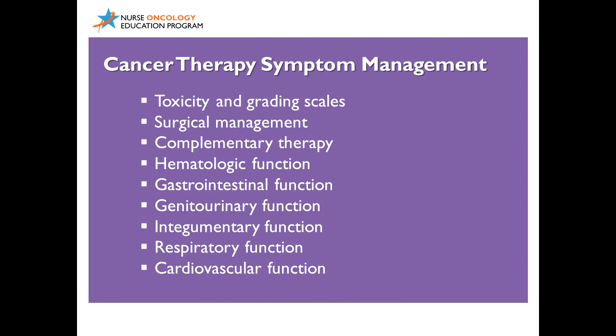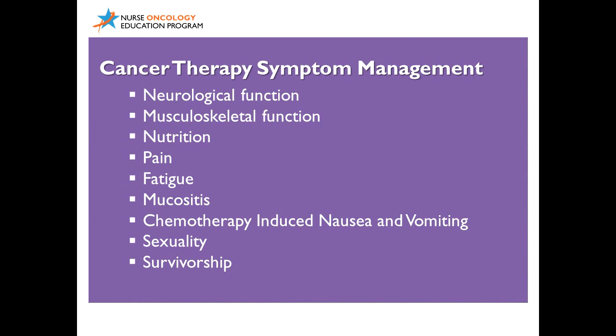And then we looked at all the alterations from the hematologic system, from the GI, the GU functions, from the skin, the integumentary function, respiratory, cardiovascular. We also reviewed neurological function, and then most specifically these different comfort measures: pain, fatigue, mucositis, CINV, sexuality, and then most recently survivorship. I want to thank you for attending today's module.